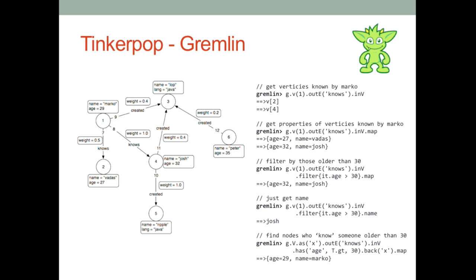You can do filtering. So you can say, I want to filter those people that Marco knows that are older than 30, right? Again, you can see that it's building up from that previous one. All it did is add that filter at the end of it. Or you can get just the name.